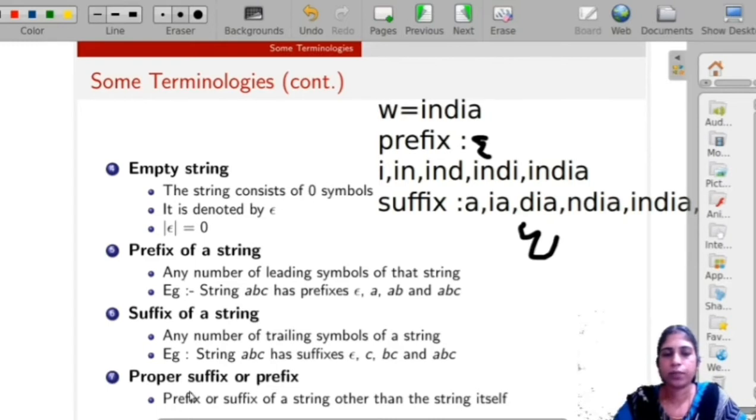The next is, what is a proper prefix or proper suffix? It is a prefix or suffix of a string other than the string itself. When you write the prefixes or suffixes, the string itself is also a prefix or suffix. So eliminating the string itself, it becomes a proper suffix. Here also when we eliminate INDIA, this becomes the proper prefix. So a proper prefix or proper suffix means a prefix or suffix of a string other than the string itself.